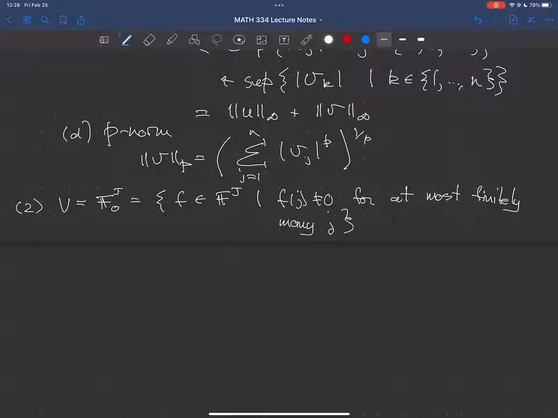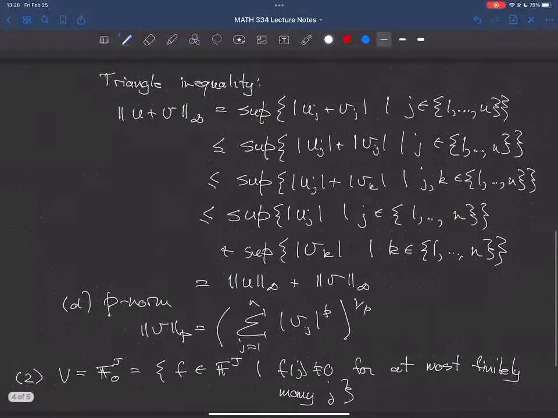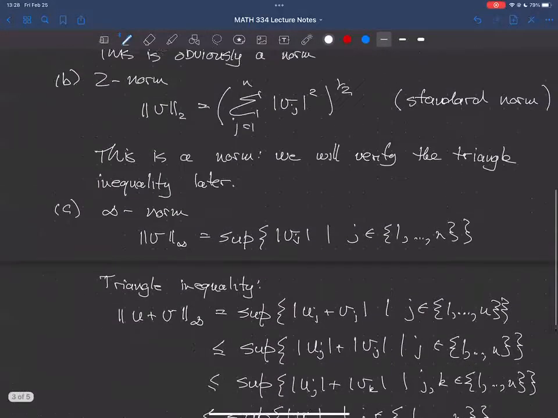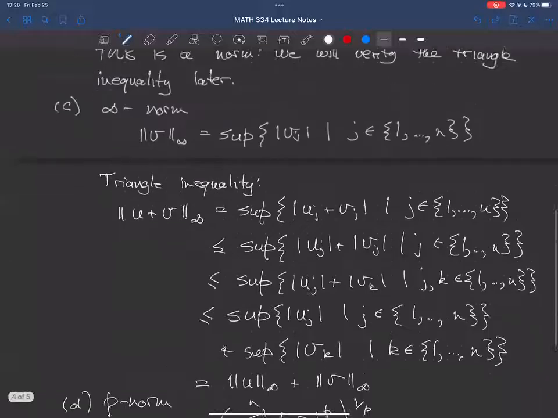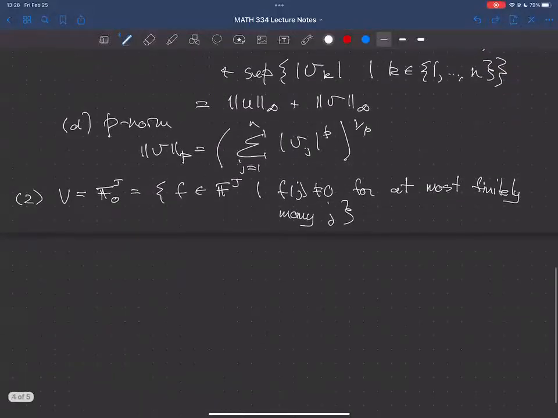Okay. All right, so this was the vector space that we saw last time, whose dimension was the cardinality of the set J. All right, and it includes as a special case, of course, Fn. Okay, so let's write down the norm.